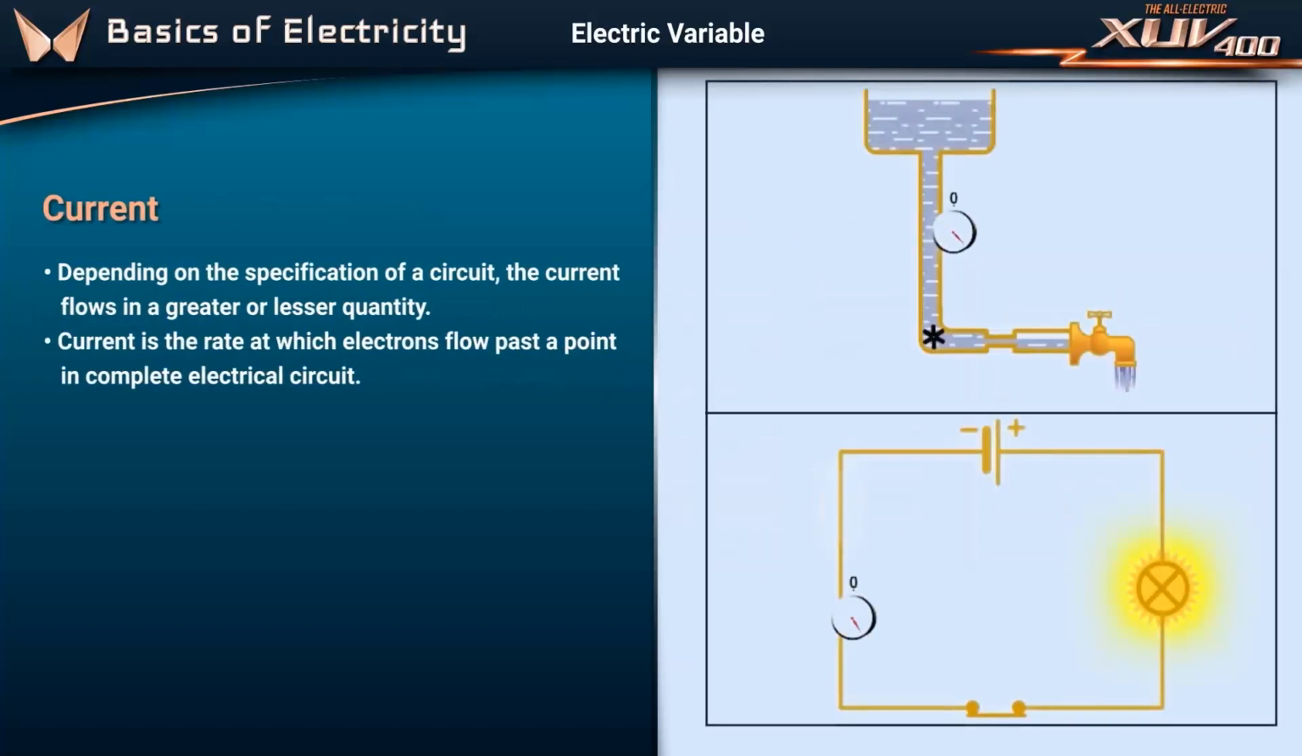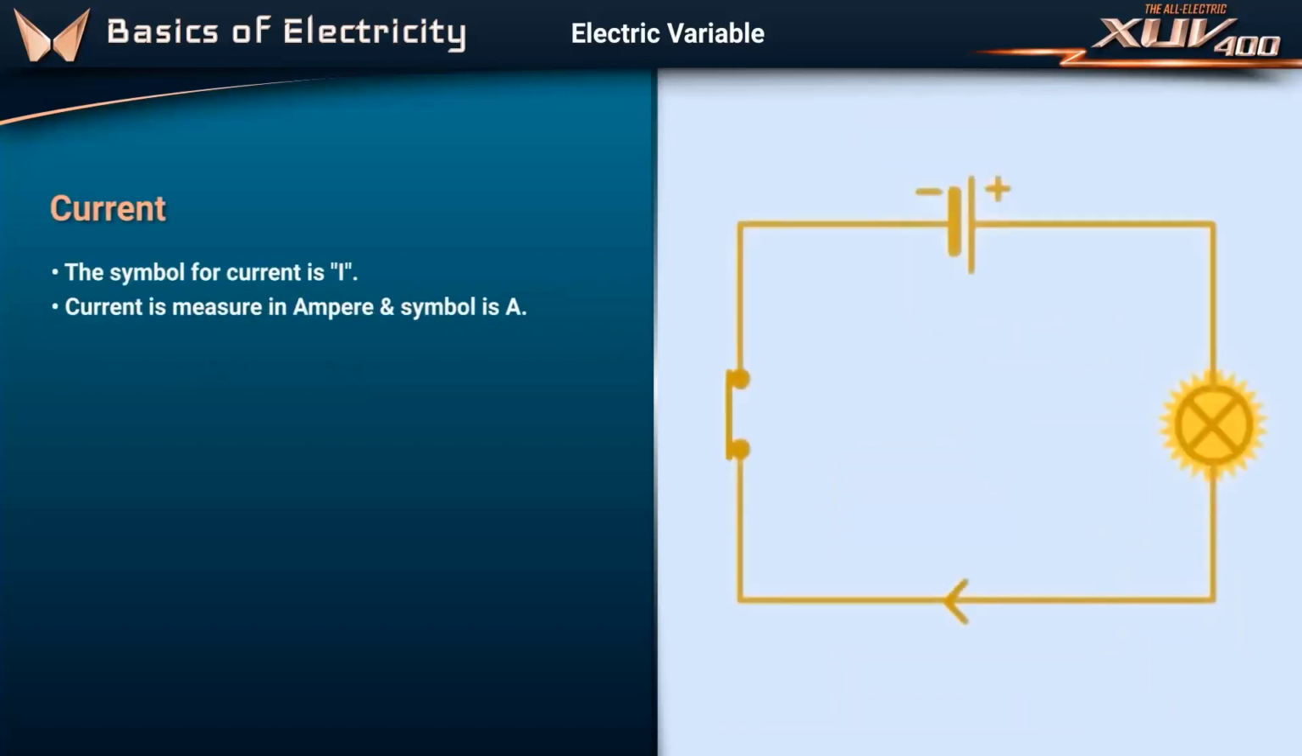Current. Depending on the specification of a circuit, the current flows in a greater or lesser quantity. Current is the rate at which electrons flow past a point in a complete electrical circuit. The symbol for current is I. Current is measured in amperes and the symbol is A.